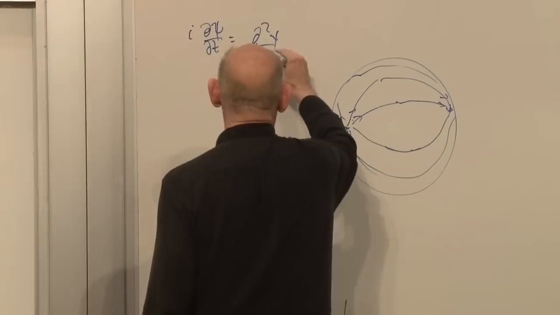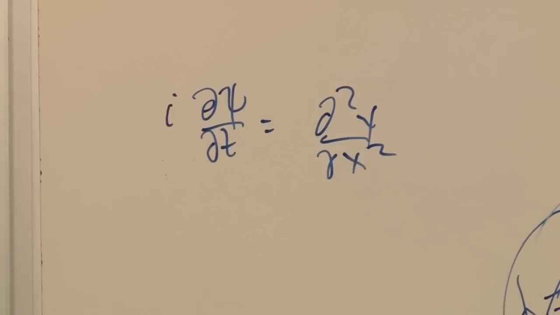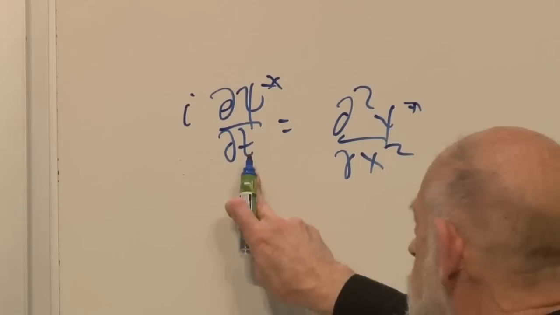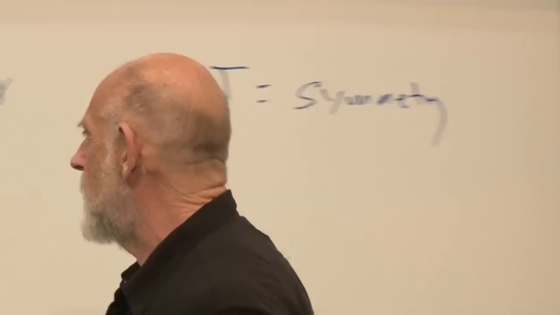That's not quite right. But supposing you change the sign of t, that changes the sign of the left-hand side, but it doesn't change the sign of the right-hand side. So changing the sign of t doesn't work. But if at the same time you complex conjugate and change the sign of t, which also requires you to change the sign of i for complex conjugation, then it does work. But this is something we don't need to get into right now. CPT is a symmetry.